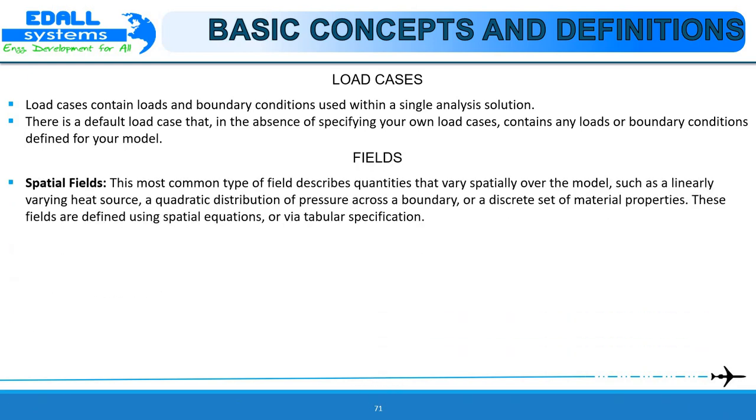Fields. One of the most elegant features in Patran is its ability to create fields that describe the variation of the values of an analysis quantity, including loads and boundary condition objects. The first one is the spatial field. This is the most common type of field. It describes quantities that vary spatially over the model, such as a linearly varying heat source, a quadratic distribution of pressure across a boundary, or a discrete set of material properties. These fields are defined using a spatial equation or a tabular specification.